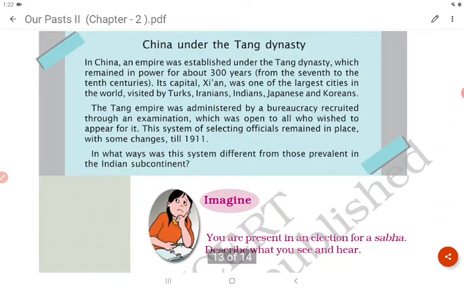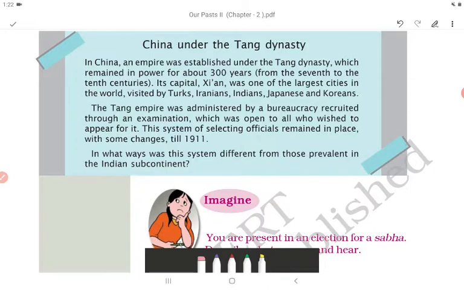China under the Tang Dynasty. In China, an empire was established under the Tang Dynasty, which remained in power for about 300 years, from the 7th to the 10th centuries. Its capital, Chang'an, was one of the largest cities in the world, visited by Turks, Iranians, Indians, Japanese, and Koreans.